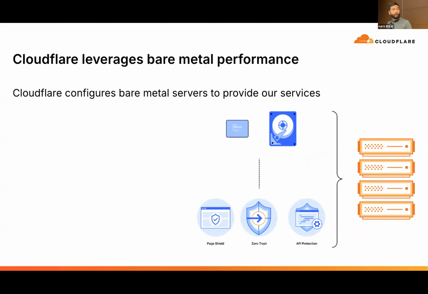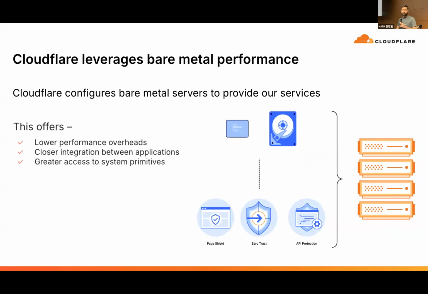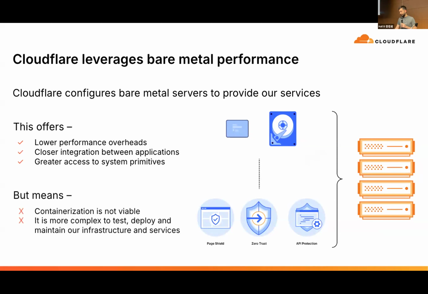Secondly, the Cloudflare network leverages the performance and configurability of a bare metal server to provide the capacity and capabilities that our customers require. This means two things. Firstly, that every aspect of a server, all the way from hardware components up to the application lifecycle of individual products, must be configurable in a cohesive manner. And secondly, containerization, which is the answer to many configuration management problems these days, is generally unavailable to us.